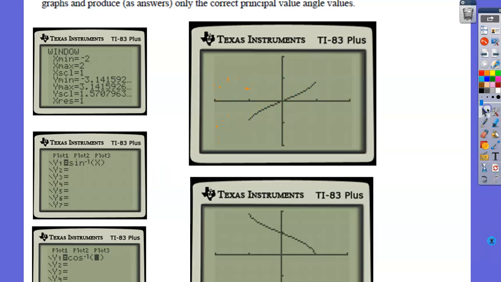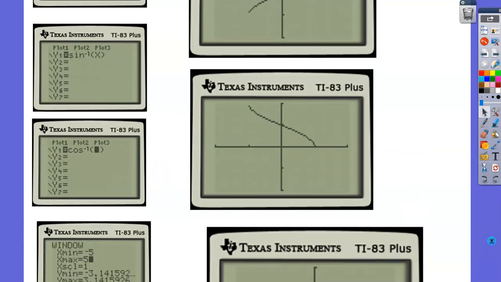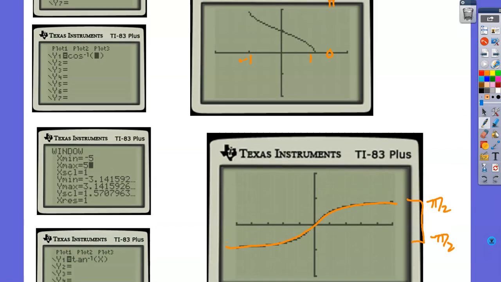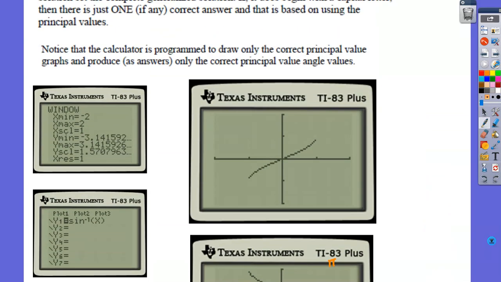Same thing for cos inverse. You can see here, cos inverse goes from 0 to pi on the y-axis, again, negative 1 to 1 on the x. And then tan inverse goes from all reals for the x values, but for y values, it only goes from negative pi over 2, non-inclusive, to pi over 2. So again, there you can see those principal values graphed there.